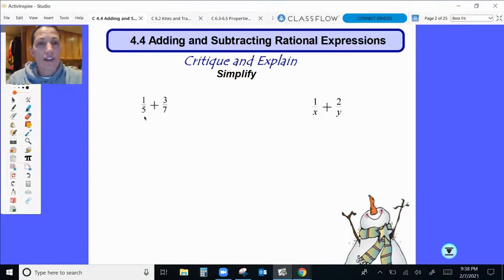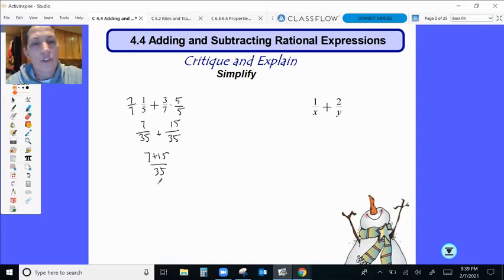Just like when we add regular fractions, between 5 and 7 we would have to find a least common multiple, which would be 35. We multiply this one by 7 over 7, so top times top is 7 times 5 over 35. 7 would go into 35 5 times, so we multiply top and bottom over here by 5 over 5. So 3 times 5 is 15, and 7 times 5 is 35. Then we can add the numerators, 7 plus 15 over 35, which gives us 22 over 35. And that's how we add our fractions.